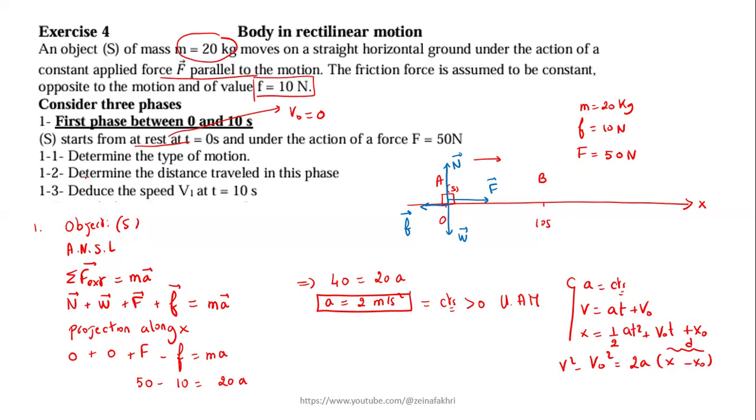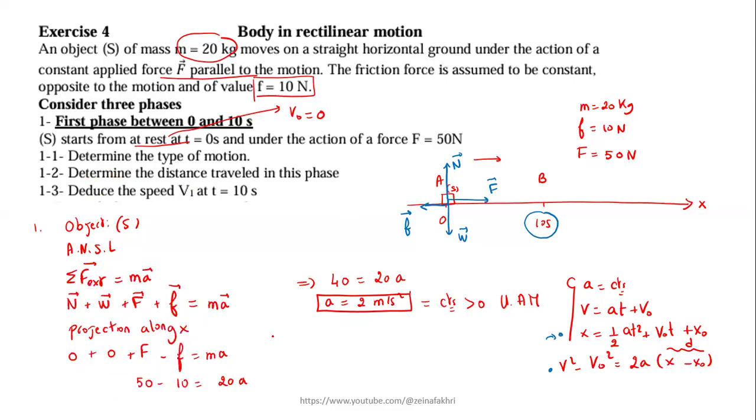Now, question number 2. Determine the distance traveled in this phase. In order to find the distance traveled, we have to look at the equations. We know that the distance traveled is x minus x0. So we notice that x minus x0 can be found in this equation and in this equation. But since we have the time, it took 10 seconds to cover all this distance, I can use the first one, this one.